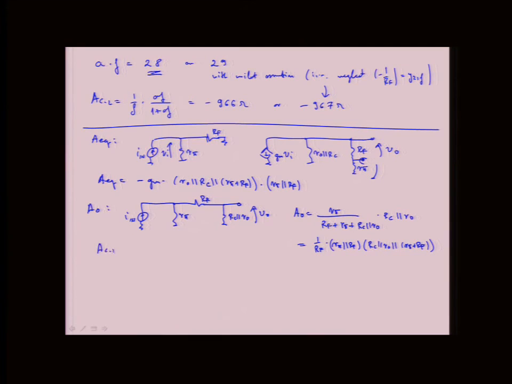So then A closed loop will be A equivalent plus A0 over 1 plus RR. And if you look at A equivalent, this is actually minus RF times the return ratio over GM. So what you get in the end is minus RF plus 1 over GM, and then you get return ratio over 1 plus return ratio.